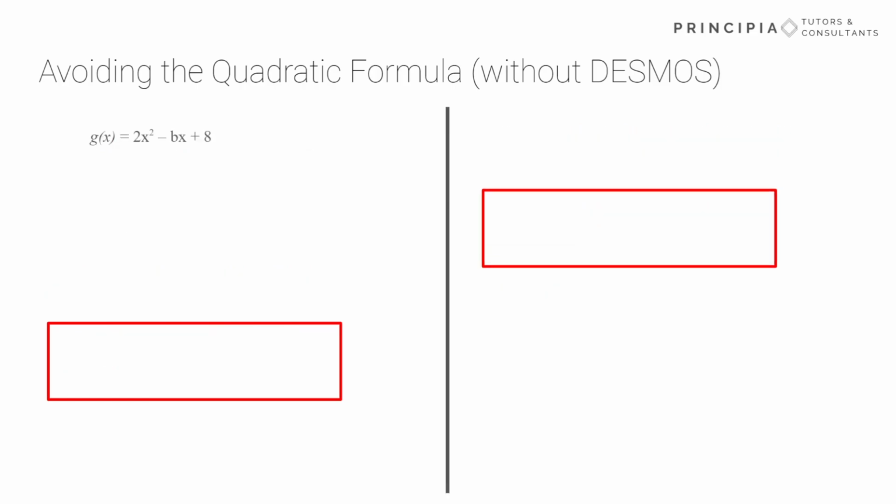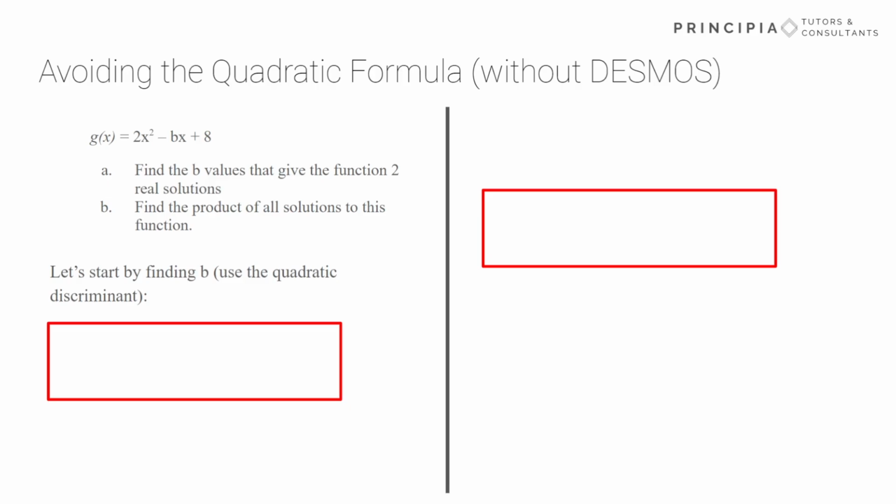All right, let's try it with another example. This time we're going to look to see if we can find the product of all solutions to the function. All right, so start by finding b, because that's what we're being asked for, and b is undefined currently. So you take b squared minus 4ac, or from the previous slide, we'd have b squared needing to be greater than or equal to 4ac.